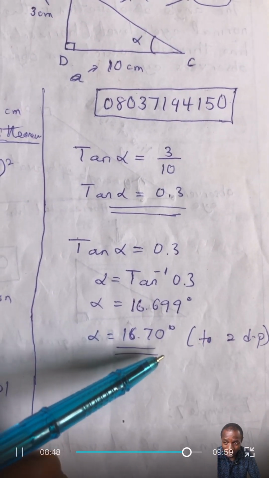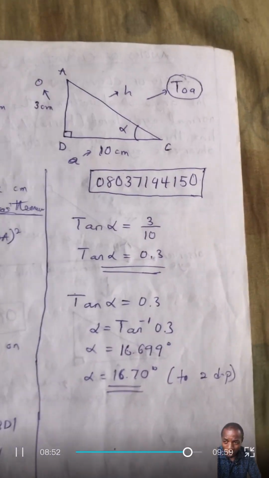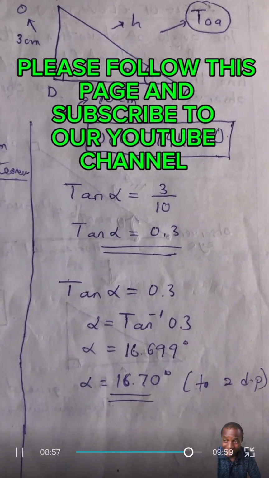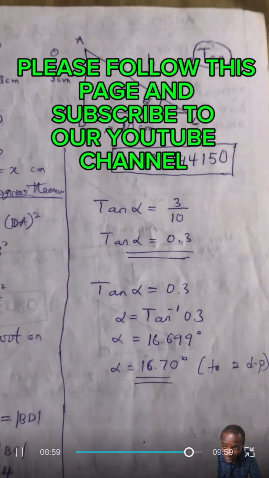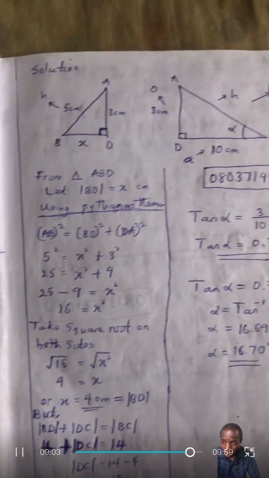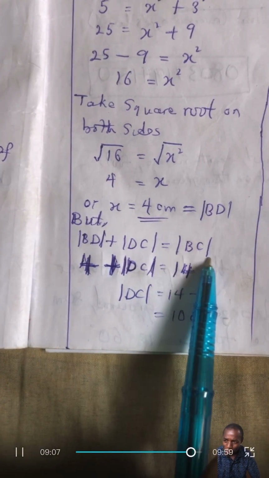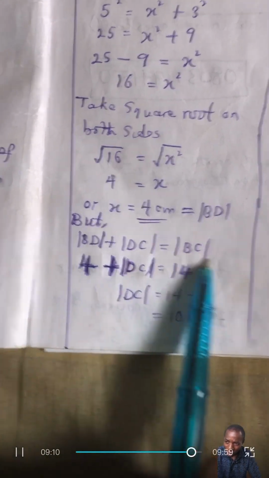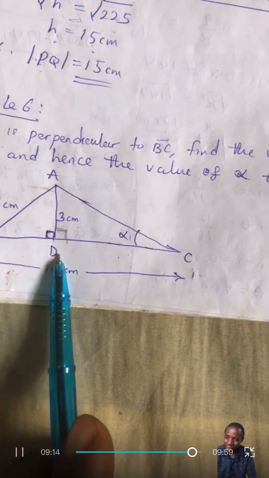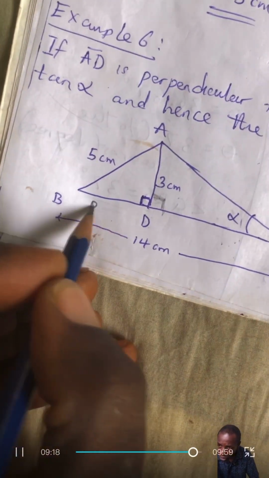Have it in mind. If you have to change your answer to 2 decimal places, make sure that you have your answer first in 3 decimal places or 4 decimal places. Then you now convert it to the required decimal places. Do you understand? So first have it in 3 or 4 decimal places, after which you now take it to the required decimal places, which is 16.70 in degrees. So by that we succeeded in getting the value of angle alpha, which is 16.70 degree.